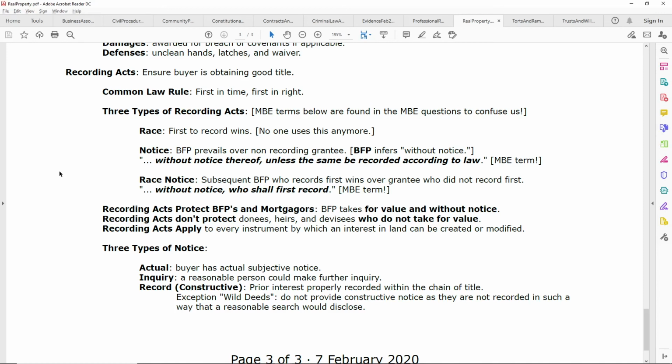Three types of notice. Actual: the buyer has actual subjective notice. Inquiry: a reasonable person could make further inquiry. Record: constructive, a prior interest properly recorded within the chain of title. Exception: wild deeds do not provide constructive notice, as they are not recorded in such a way that a reasonable search would disclose.